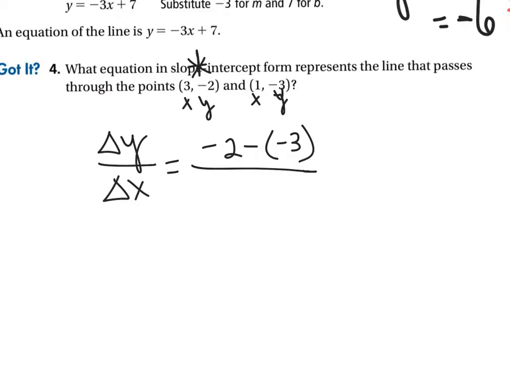So now we're locked in, and we have to do the same order for the x as we did for the y's. So since we started with -2 for the y's, for the x's we'll have to start with the 3. So we could do 3 minus 1. In the numerator, if you want to add the opposite there, you can. So in the numerator, -2 plus 3 is 1. In the denominator, 3 minus 1 is 2. So our slope is 1/2.